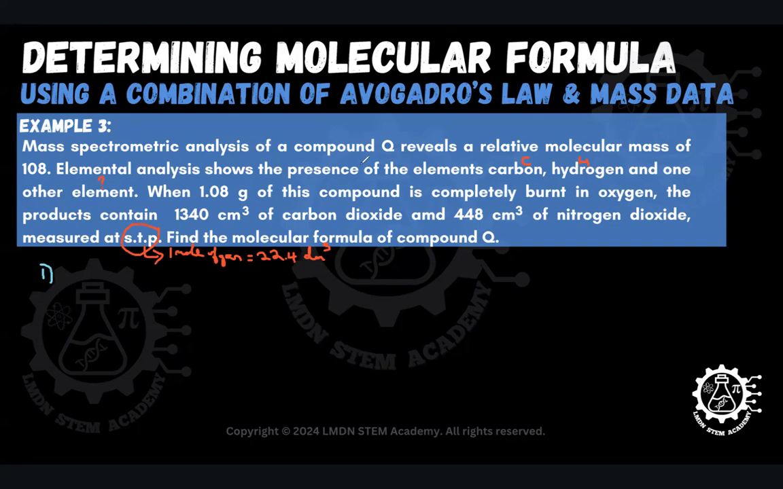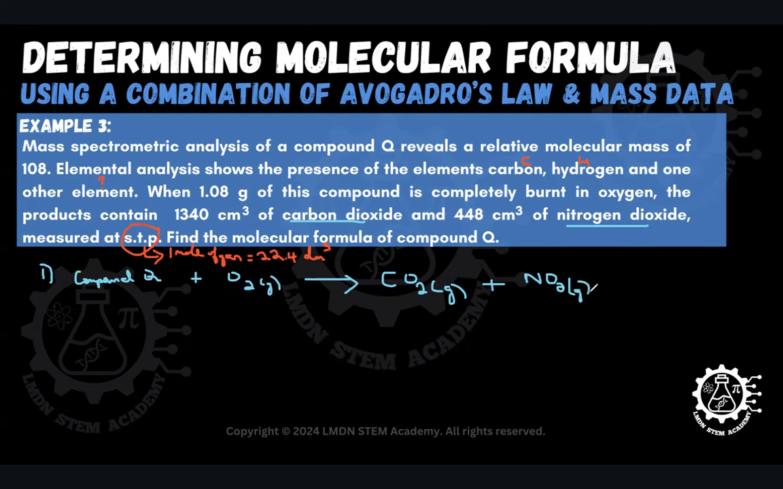What will our step 1 be? Our step 1 will be to just write the general equation that represents its combustion, right? So let's just write compound Q here for now, because we don't know all that is in it just yet. That compound is being combusted, so we have it reacting with oxygen, right? And then what we're going to get, they told us, are the products carbon dioxide and nitrogen dioxide. So we're going to write their formulas here, right? So we write carbon dioxide and we write nitrogen dioxide, right?